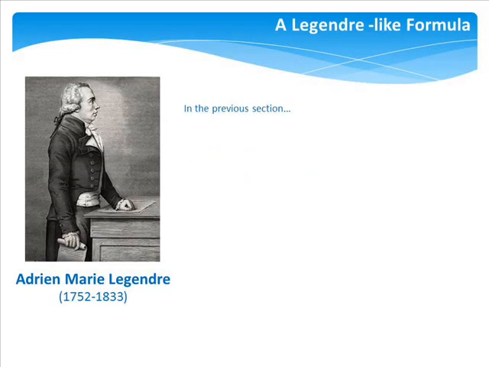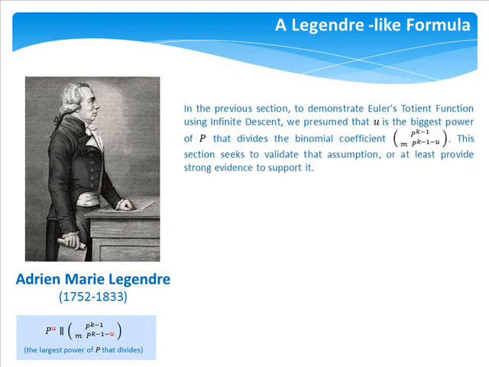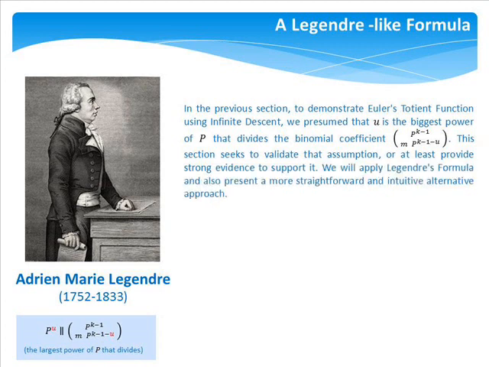In the previous section, to demonstrate Euler's Totient function using infinite descent, we presumed that u is the biggest power of p that divides the binomial coefficient p raised to k minus 1, choose m times p raised to k minus u minus 1. This section seeks to validate that assumption, or at least provide strong evidence to support it. We will apply Legendre's formula and also present a more straightforward and intuitive alternative approach.